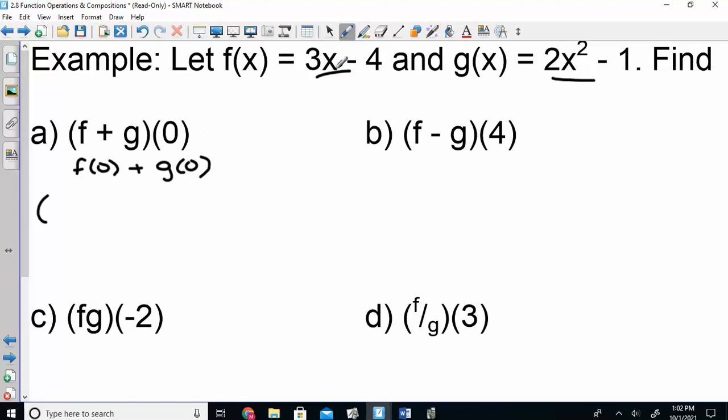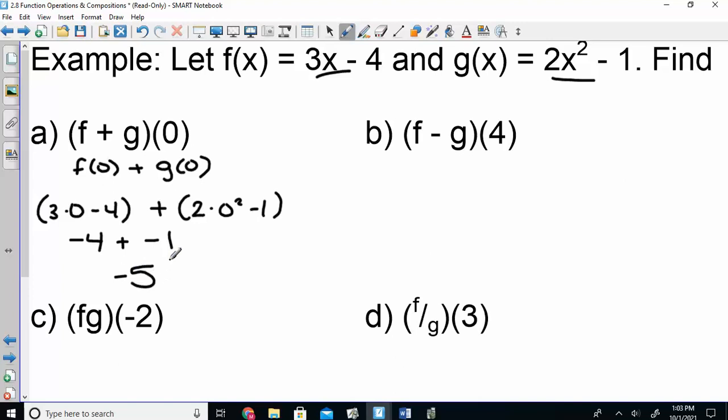So f of 0, if you plug a 0 into f, 3 times 0 minus 4, you get negative 4. G of 0, if you plug a 0 into g, 2 times 0 is 0, minus 1 is negative 1. So we have negative 4 plus negative 1, which is negative 5.